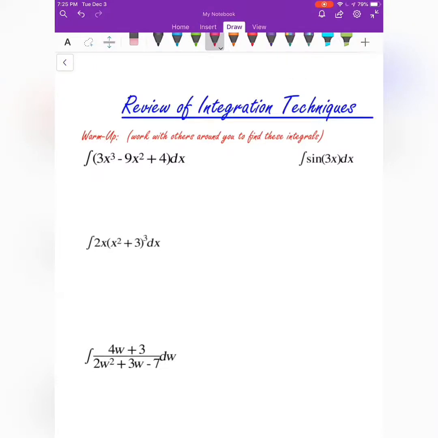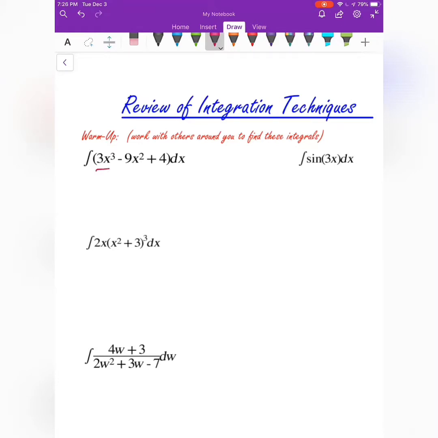All right, guys. So here is your review of integration techniques. Hopefully, it'll give you well-rounded, all-around examples of everything that we've discussed, minus the tricky inverse trig ones that we'll do after break. So our first one is a little bit of a softball.